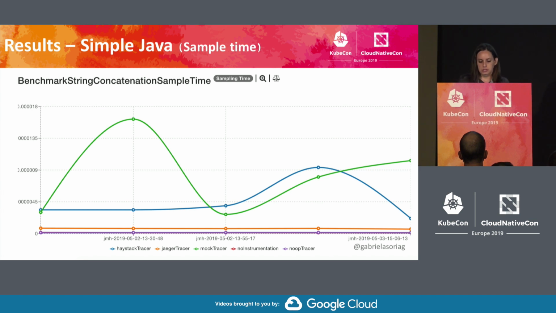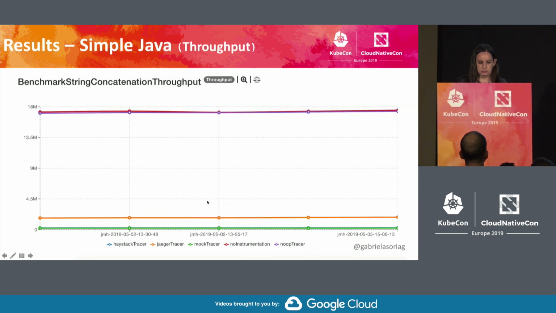I'm not showing the numbers in the slide, but according to the numbers, the sample time increases around 4,400% in this simple scenario. It's not easy to see here because the graph is distorted by mock tracer and Haystack tracer, but that's the number. And if we see the other metric, the throughput, we can see that the throughput decreases by around 90% in this simple Java scenario.